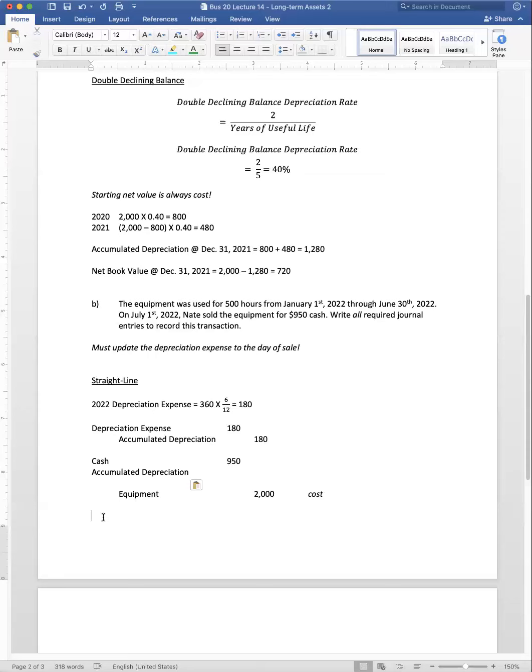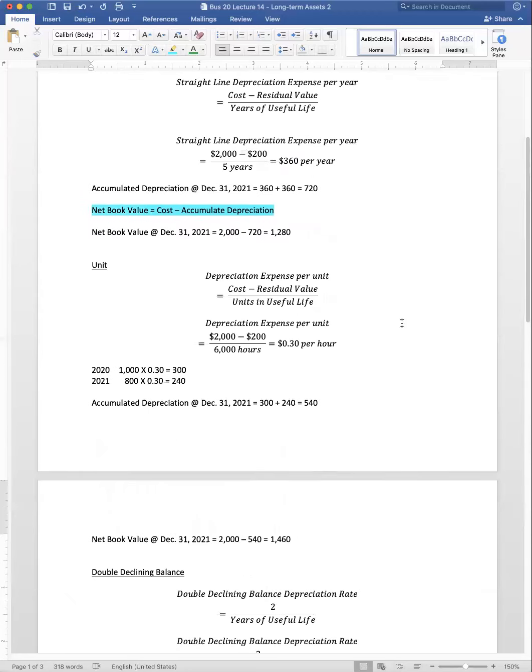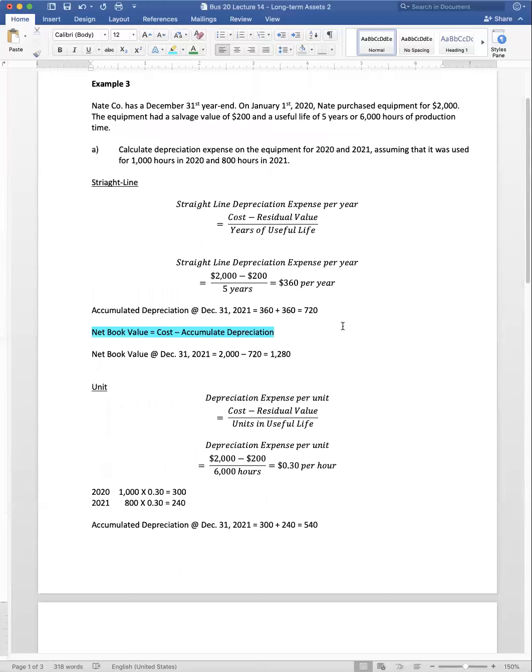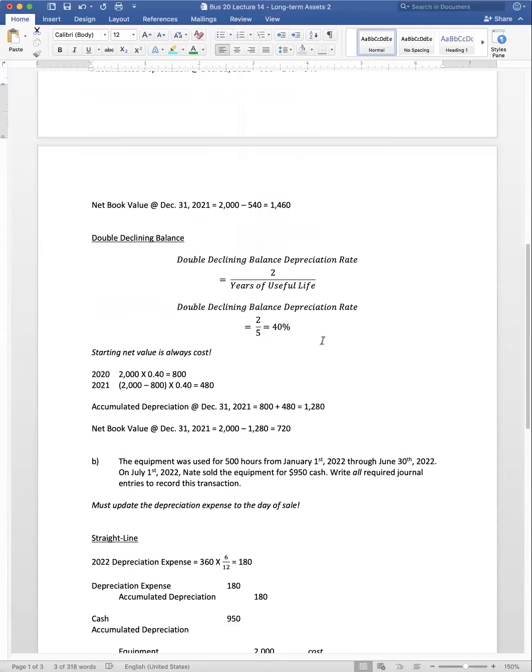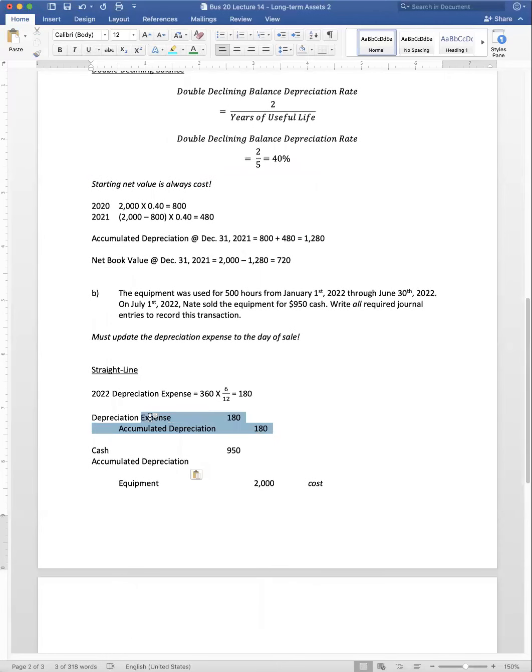Now, of course, the next question is, well, how much accumulated depreciation is there? All right, well, let's go back here in the first part. We determined that the accumulated depreciation at December 31st, 2021 was $720. But that was at December 31st. Have we had depreciation since then? Why, yes, we have, because remember this? We had $180 of depreciation expense in 2022.